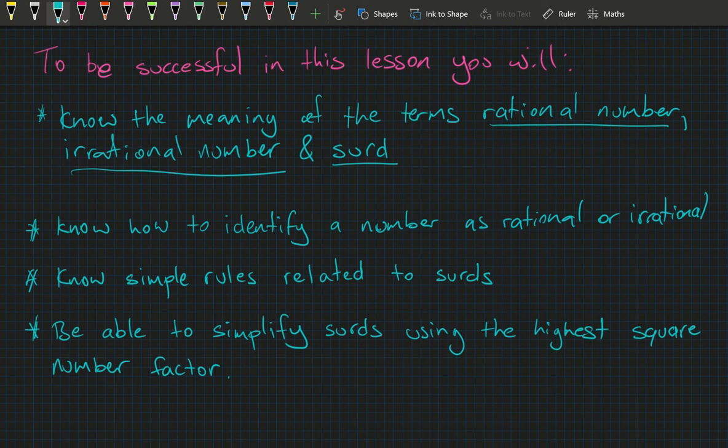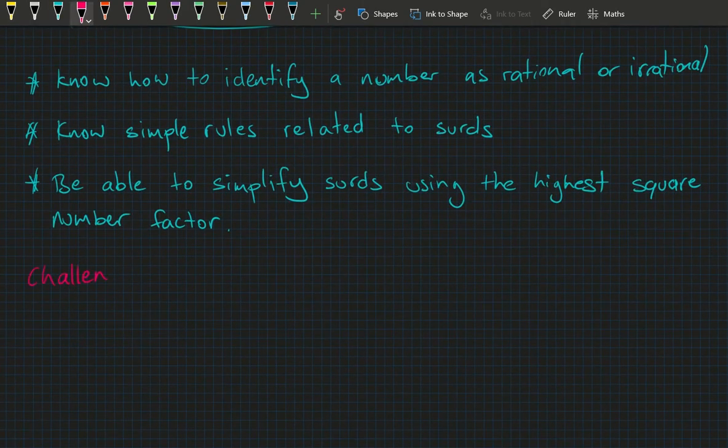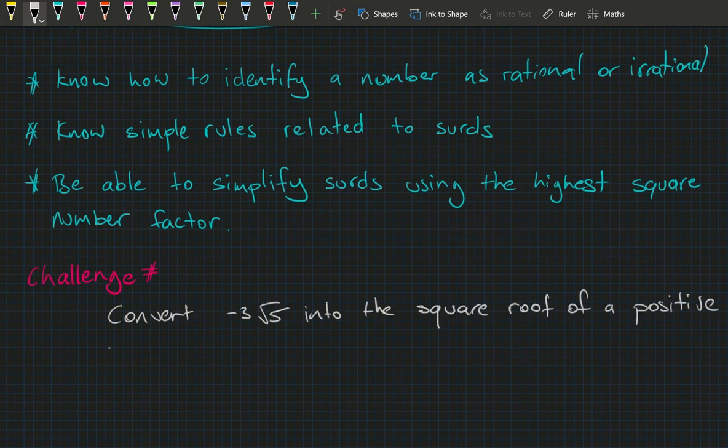Okay, I've decided to add one more challenge, and this is to test what we know about simplifying surds and the problems with negative numbers in surds. And we can check this in class, okay? So here it is. Convert -3 times root 5 into the square root of a positive integer and place it on the number line.